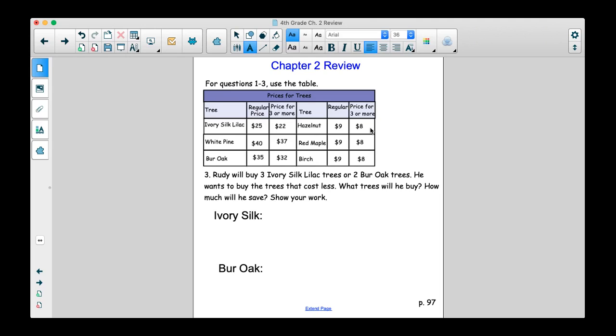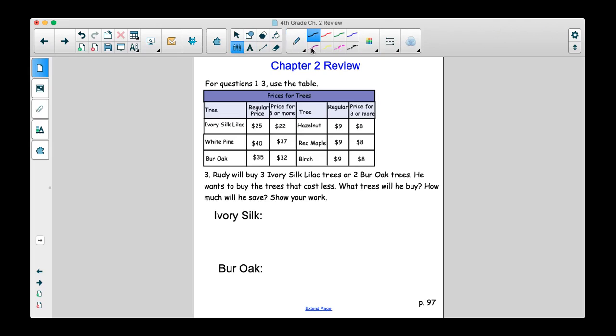First, we have to figure out how much the ivory silk lilac trees will cost and how much the bur oak trees will cost. And then we have to figure out which one costs less and how much money he saves. And of course, we're going to show our work. Okay, so let's check this out.